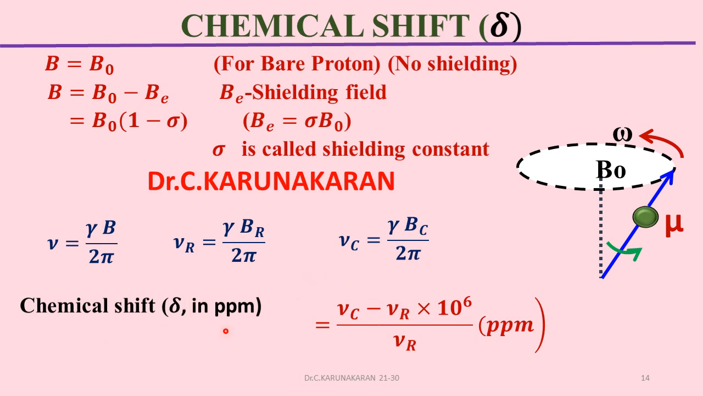Therefore, chemical shift is defined as nu C minus nu R divided by nu R, into 10 power 6, that is in parts per million, ppm, because the nu C minus nu R value is very, very small. It is multiplied by 10 power 6.